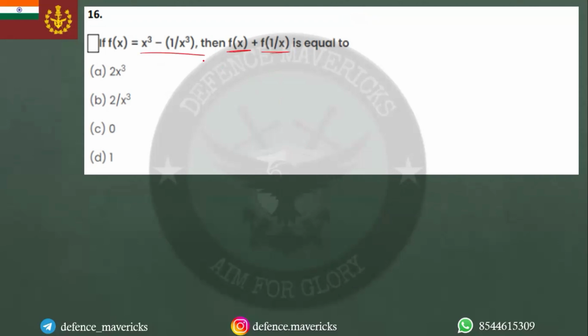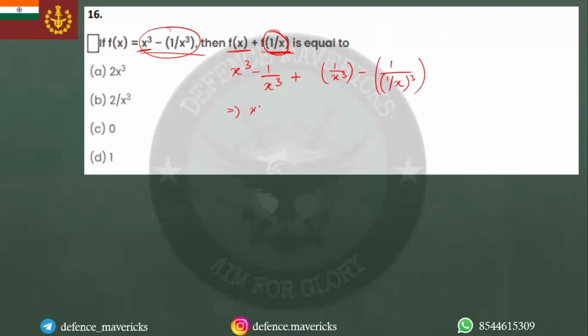So they have asked what is f(x) plus f(1/x). f(x) is given, so let's write f(x) first. Now you just have to add f(1/x). What is f(1/x)? You just have to put 1/x in place of x. So if f(x) is x cube minus this, replace x with 1/x. So in x cube, replacing x with 1/x, you will get 1/x cube, minus the term with 1/x replaced and cubed, so 1/x cube. What will this become? x cube minus 1/x cube. This is simply 1/x cube minus x cube, because 1 upon 1/x goes to the top, so everything cancels out and the answer is 0.